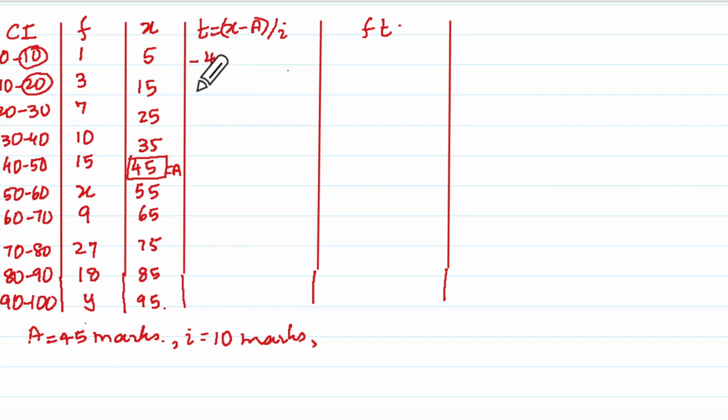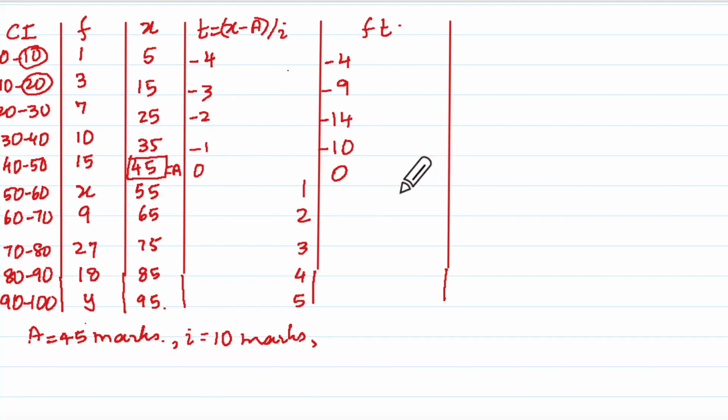The moment you get your minus 4 right, minus 3, minus 2, minus 1, 0 and here write 1, 2, 3, 4 and 5. Understood? Write the negative quantities here, positive, it's easier. Now put your left hand finger on the frequency column. So 1 into this means minus 4. 3 into this means minus 9. 7 into this means minus 14. 10 into minus 1 is minus 10. 15 into 0 is 0.